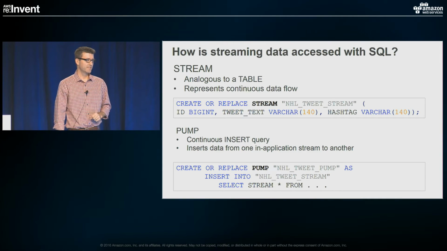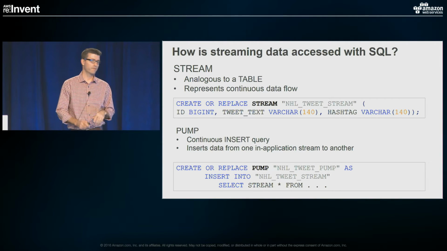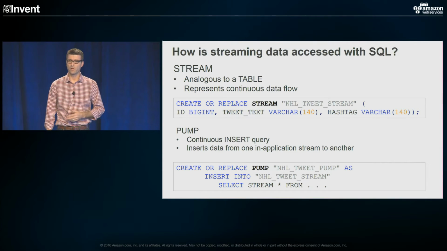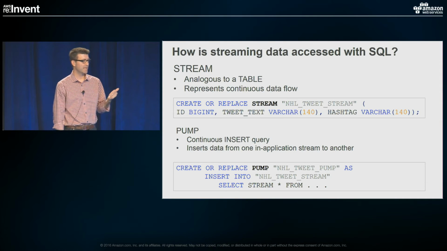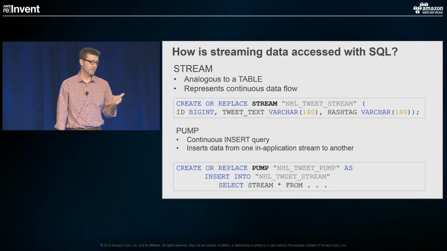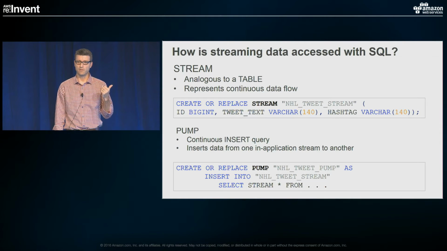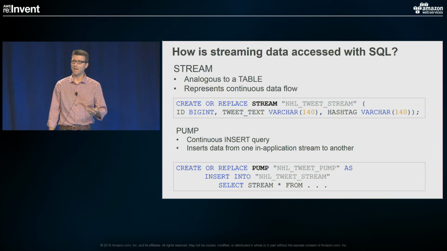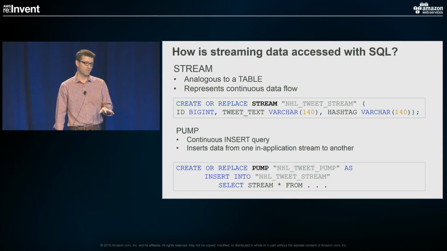A stream is analogous to a table. So if you're familiar with relational databases, of course you have tables. You're going to write your queries against those tables. A stream is very similar. So if you look at this first statement here, create or replace stream, NHL tweet stream, you see that it looks like I'm creating a table. Right? If I was to say create table, I would give it a schema. This is very similar. I'm creating an in-application stream in my Kinesis Analytics app, and this is what the data structure is going to look like in that stream.